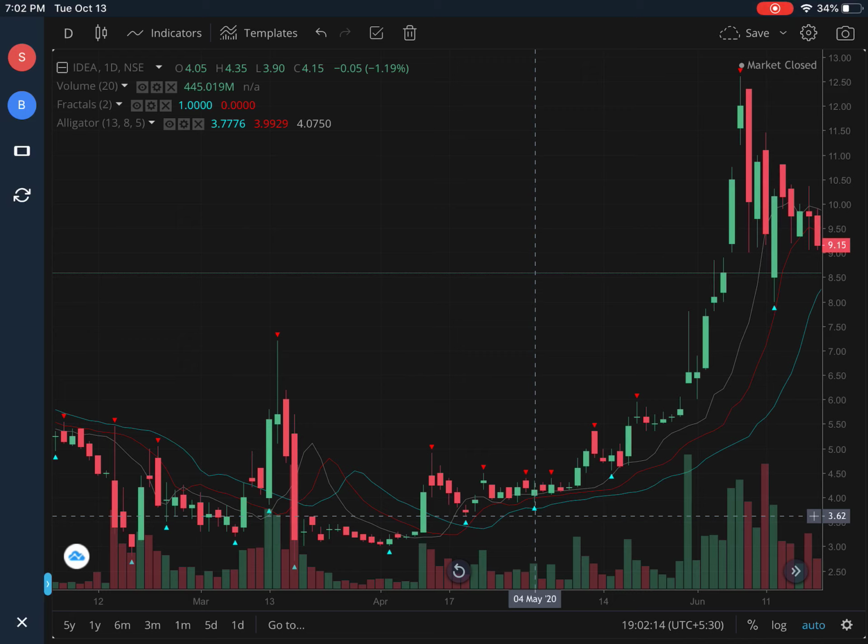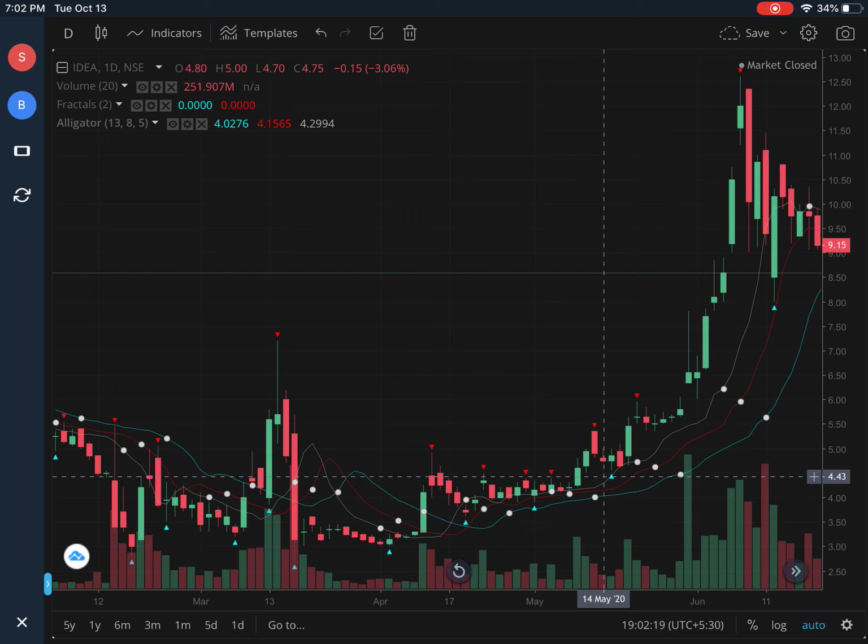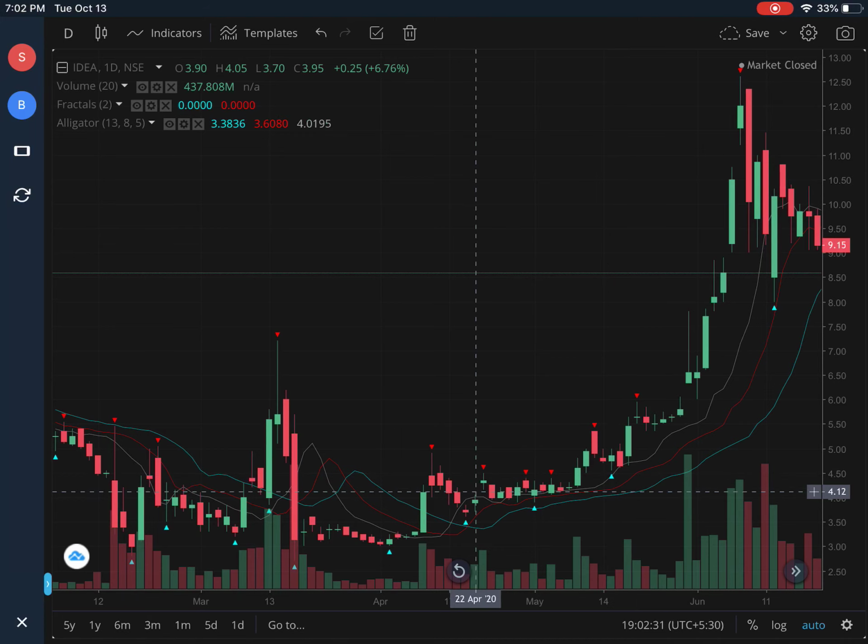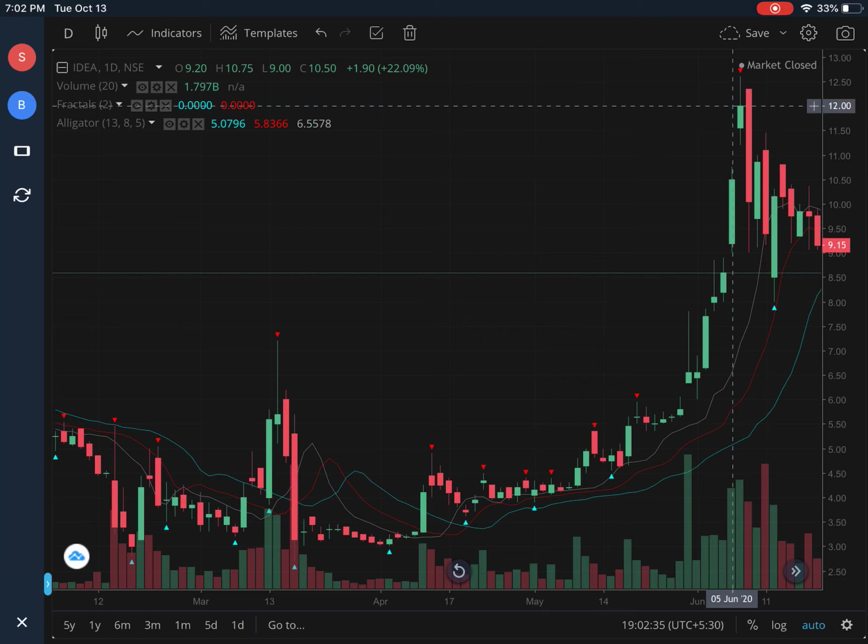This next down fractal was on 4th May, which was higher than the previous down fractal. A third down fractal happened over here on 15th May. That was higher than the previous down fractal, and so the price kept on moving up and up from around 4 rupees. It went all the way up to 12 rupees. So nearly 200% gain you had, or it tripled almost.